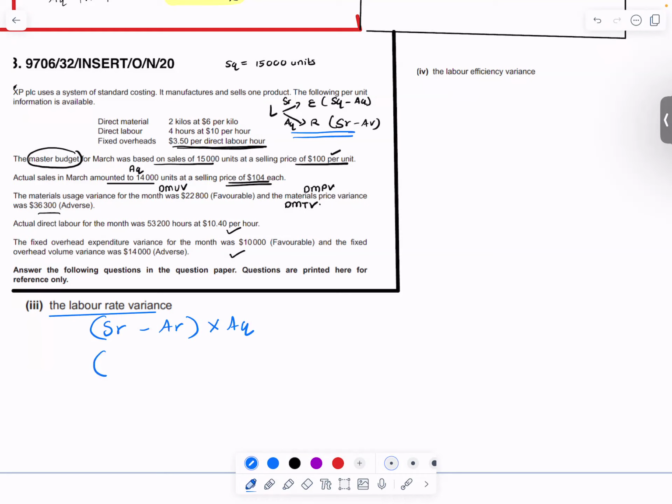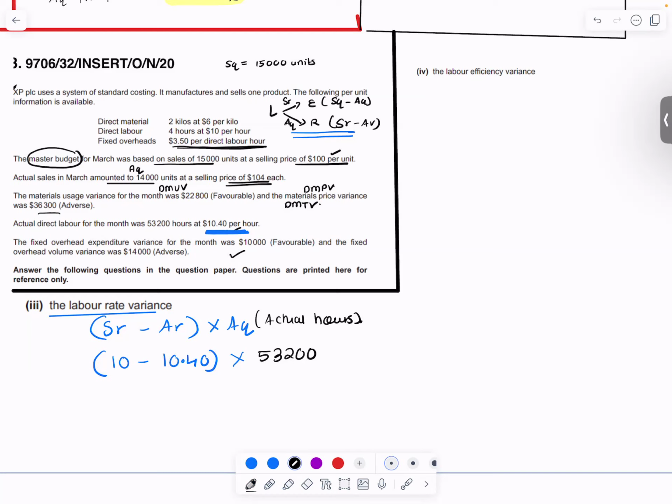The standard rate is $10 per hour. What is the actual rate? The actual rate is 10.40 per hour. Actual quantity. Actual quantity is 14,000 units. Actual hours because you're in labor. Oh yeah, actual hours 53,200. So you had decided that you will use how many hours? 53,200.